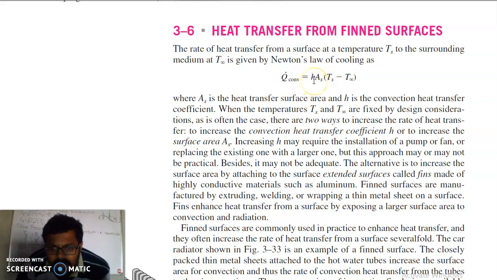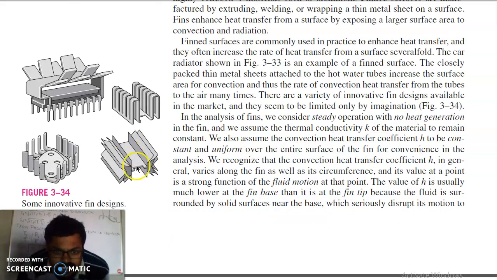Increasing h may require the installation of a pump or fan, meaning we will have to use forced convection, or replacing the existing pump with a larger one. But this approach may or may not be practical. Besides, we use the alternative. The alternative is to increase the surface area by attaching to the surface extended surfaces called fins made of highly conductive materials such as aluminium. So this is the surface from where you have to transfer the heat. So these are the fins on the electronic components you can see on the chips. So these are extended surfaces so that we can increase the surface area for the heat transfer.